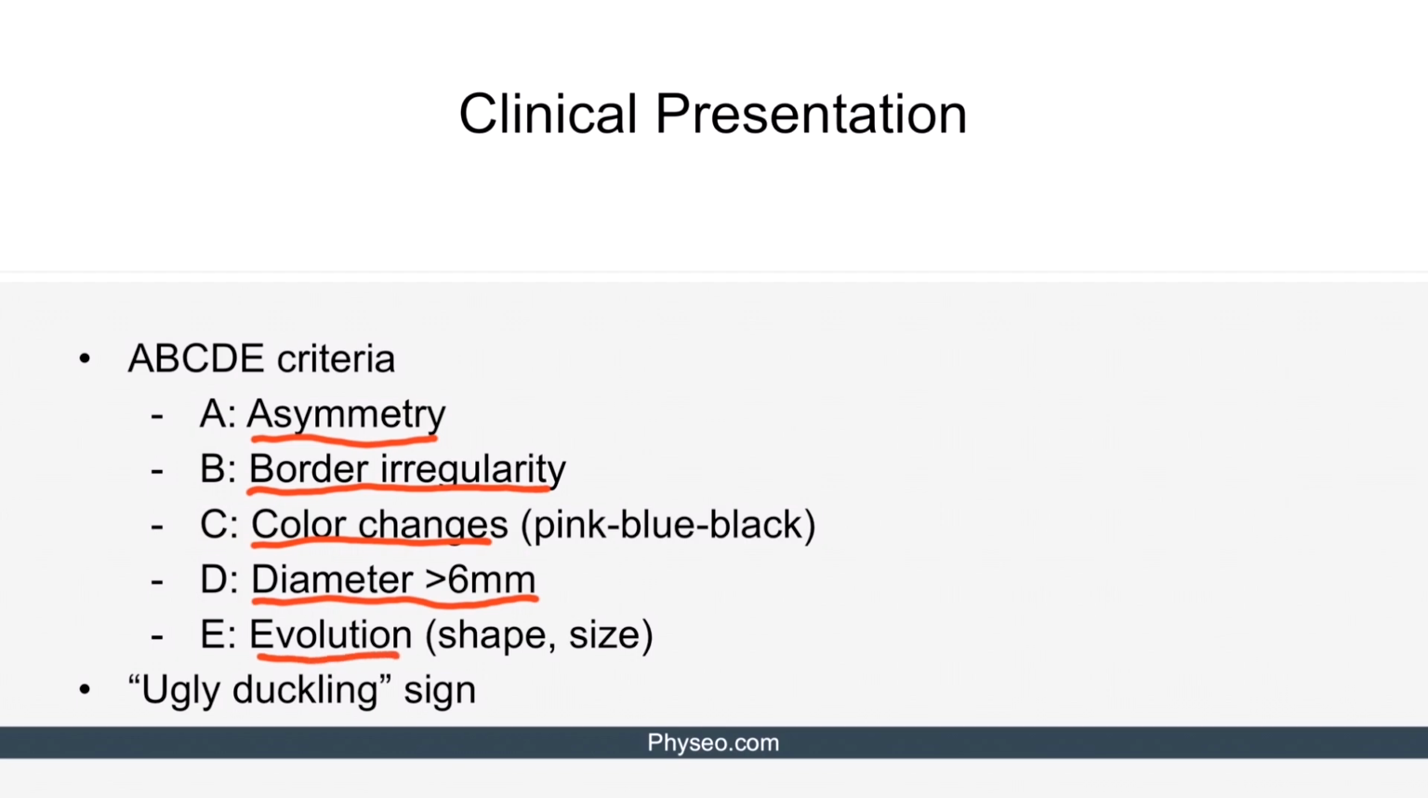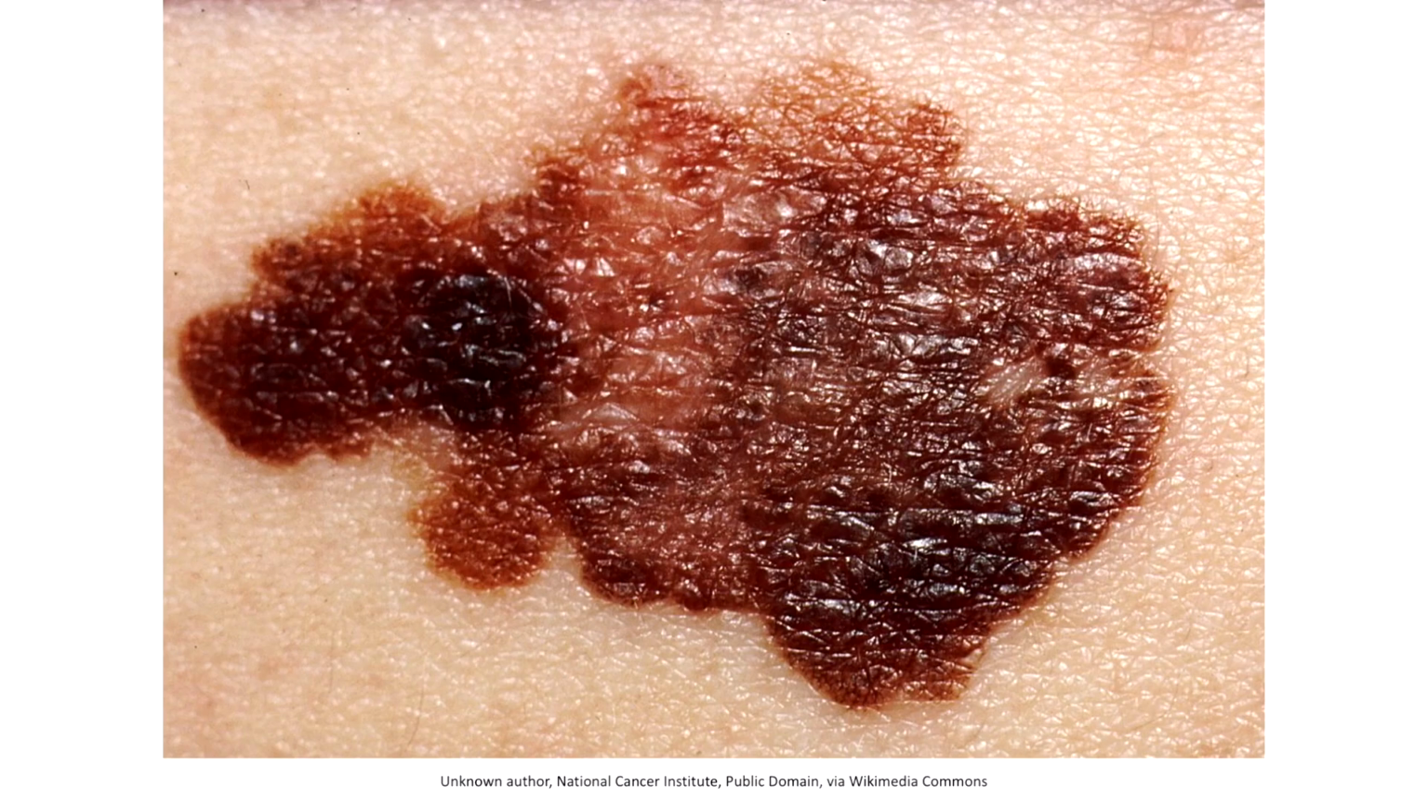Now, an ugly duckling sign describes a mole in an individual that differs from all the remaining moles of the body. It's just the one that doesn't fit. And the presence of this sign should also raise the suspicion of melanoma. Here's a picture of a melanoma. Notice that this lesion is asymmetric with irregular borders, and the colors are uneven throughout it. So it gets an A for asymmetry, a B for irregular borders, and a C for the color variation. So the A, B, and C of the ABCDE criteria are met.